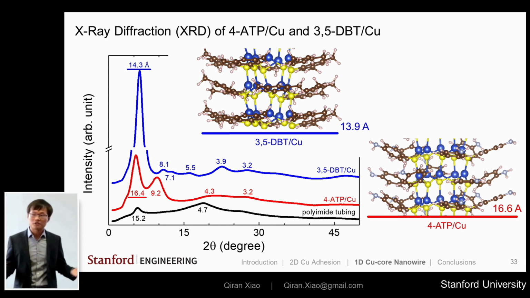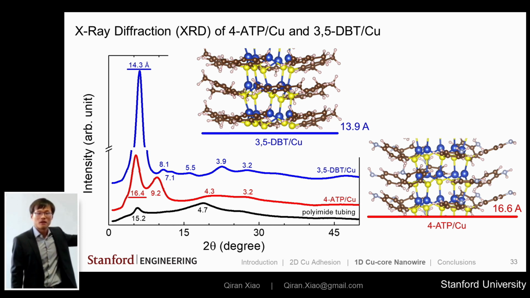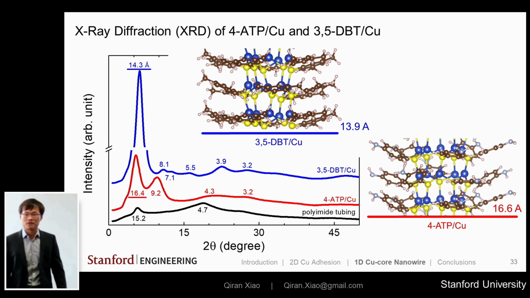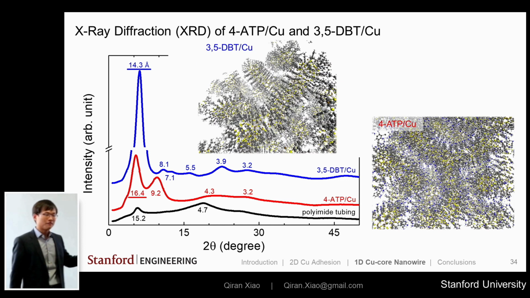Some of you might have also noticed that the most dominant peak for 3,5-DBT copper is much more intense than for 4-ATP copper. And the reason for that is actually quite simple. When the 3,5-DBT individual nanowires pack, they pack much better. They align in a much more uniform way. Remember that the 3,5-DBT copper nanowires are all very straight.